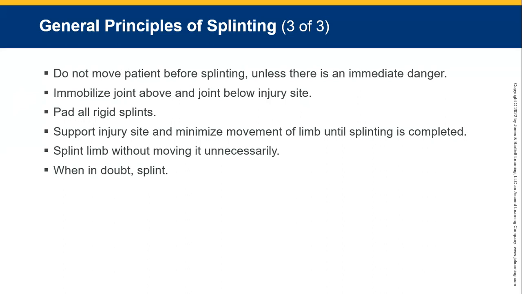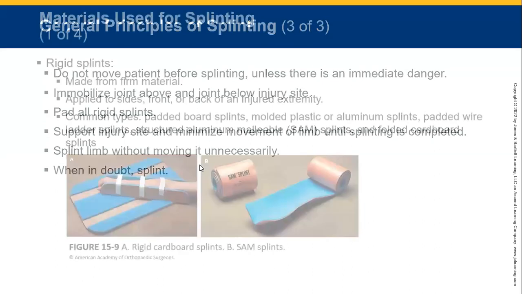Okay. Pad all rigid splints. Make sure that there's not going to be any damage or disruption in circulation. We never tie knots or anything on top of a limb. We always tie against a hard surface if you're using bandages or triangular bandages to secure a splint in place. The splint will prevent the limb from moving unnecessarily. And always remember, if you're not sure, splint anyway.